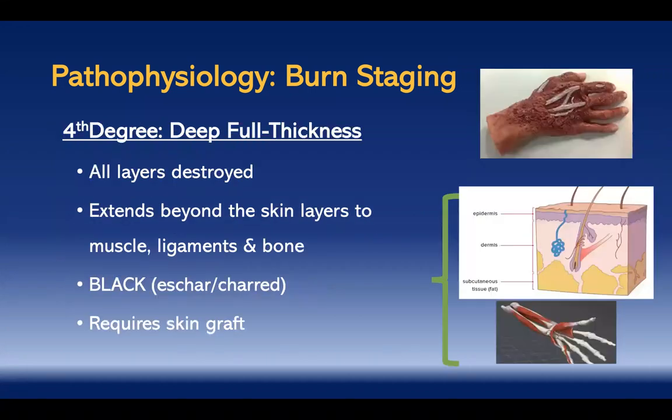Now, fourth degree or deep full thickness requires that all of the layers of the skin, the epidermis, the dermis, and the subcutaneous tissue are all destroyed. And in these burns, it extends way down below the layers of the skin to the muscles and the ligaments and bone. The skin will look charred and black from the eschar, and of course, skin grafting will be required.